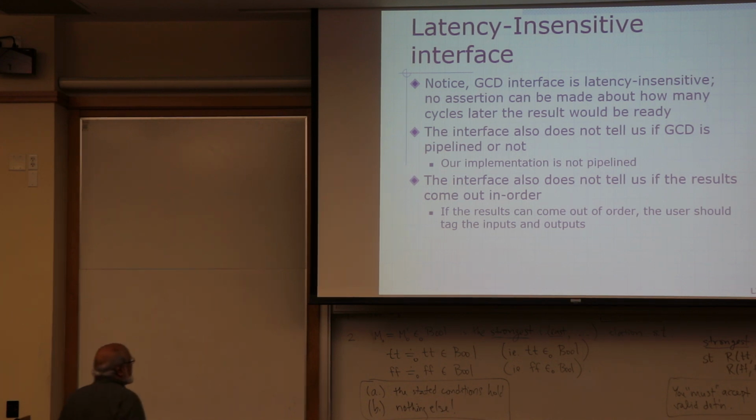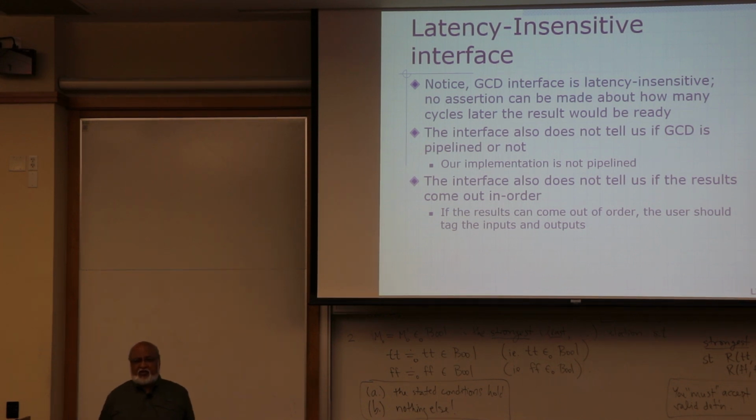The interface also does not tell us if the results come out in order, because all I'm showing you is how to start it, and I'm saying pick up the results. In the interface, there is no assertion about the correspondence between input and output. That's in the designer's head. So if you designed a very fancy GCD where the results may not come out in order, then how will you know which answer you're getting? You'll have to do some tagging.